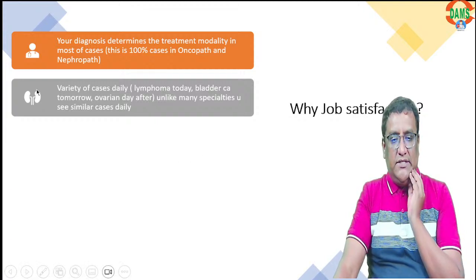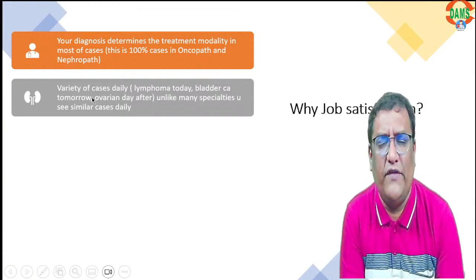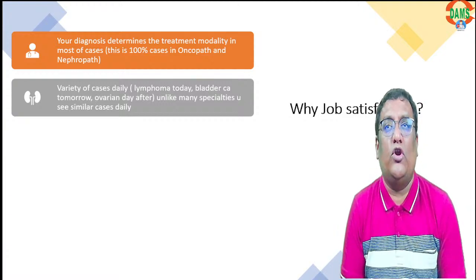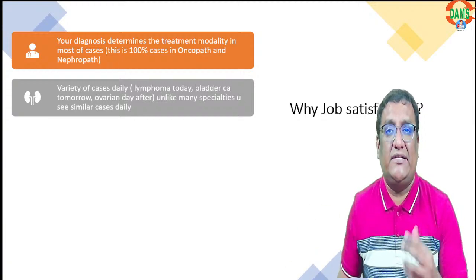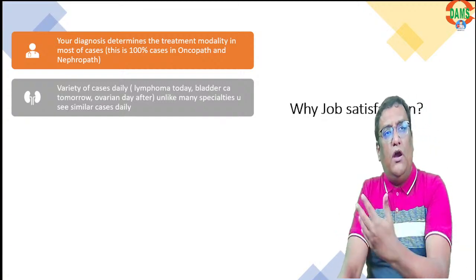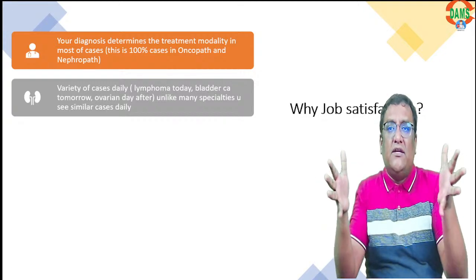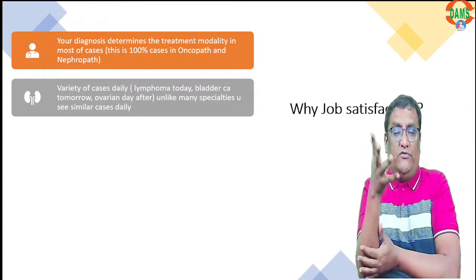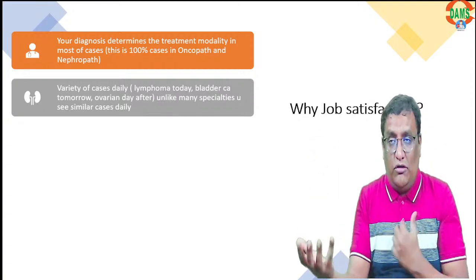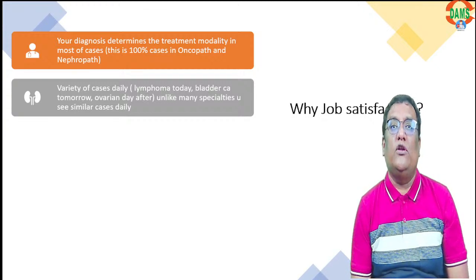Next, one more important point: variety of cases. Daily you will see a lot of different cases. As a pathologist, today I will sign out a lymphoma, tomorrow a bladder carcinoma, the day after an ovarian carcinoma, and after that an endometrial carcinoma, etc. So I myself am seeing a lot of variety. This is lacking in most subjects. Two subjects which have such variety are radiology and pathology, because these two end up having lots of cases coming from everywhere. This variety makes it a non-monotonous branch.